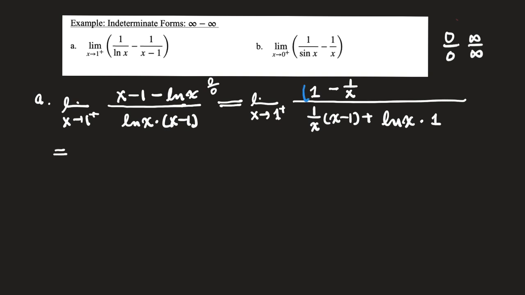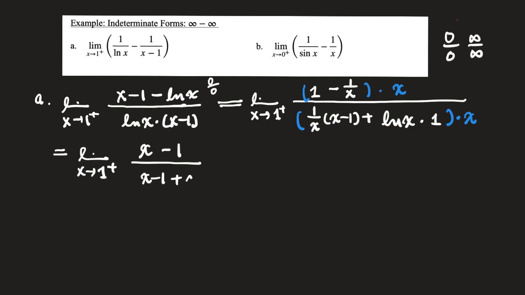I want to multiply the whole thing by x to eliminate the denominator x. So when you do that, limit as x approaches 1 plus: x times 1 is x, 1 over x times x is minus 1. Distribute the x: x minus 1 plus x ln x. As x approaches 1 from the right, this one is also going to be 0 over 0 again. So we're going to use it one more time, guys.